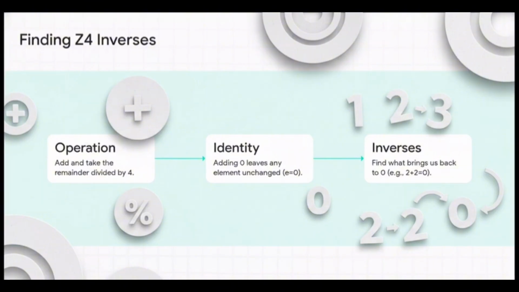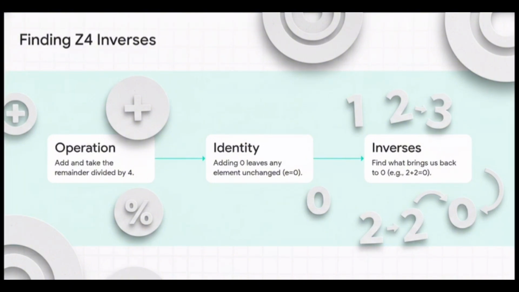Let's walk step by step through the Z4 modulo 4 example. The operation here is addition modulo 4, meaning we add numbers, and if the total is 4 or more, we divide by 4 and just keep the remainder. Step 2 asks for our identity. Well, if we add 0 to any number, it stays the same, right? So our identity, E, is 0. But step 3 is where the magic happens, finding the inverses. What brings us back to 0? For the number 1, we add 3 to get 4, which has a remainder of 0.